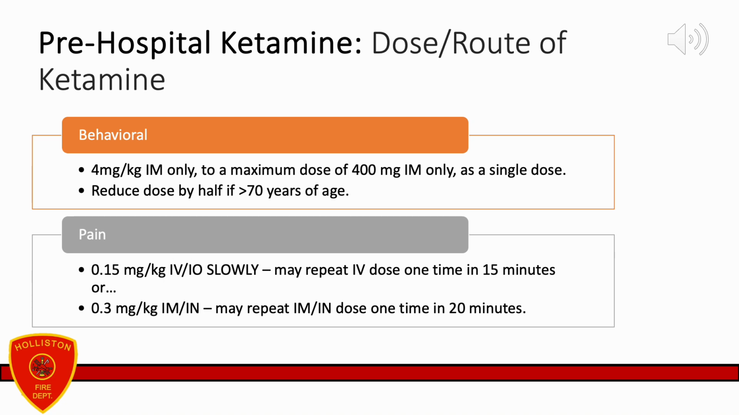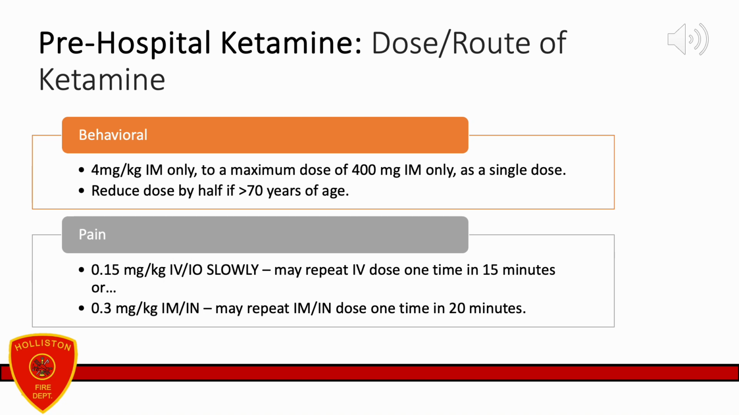Okay, dosing and route of ketamine as per the OEMS protocols listed previously. For behavioral emergencies, be thinking intramuscular only. We say this because it's safer. You're not going to probably be able to get an IV on this patient if we're thinking they're so behaviorally unsound that we need to give them ketamine. We probably cannot give them an IV safely in that process, so it's going to be intramuscular.